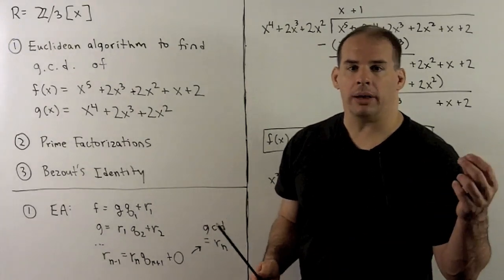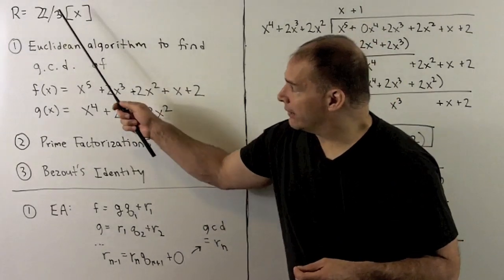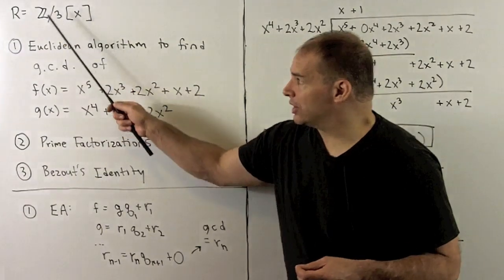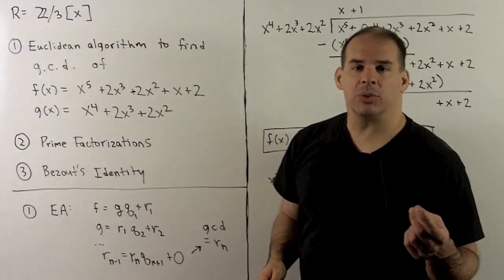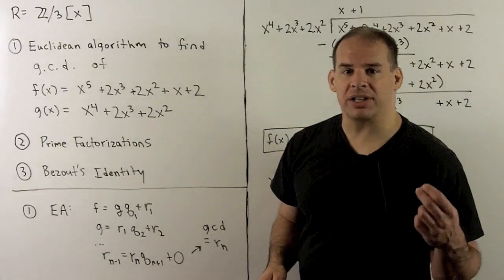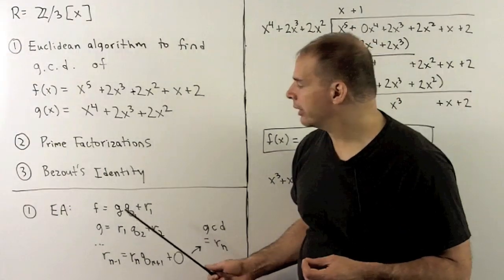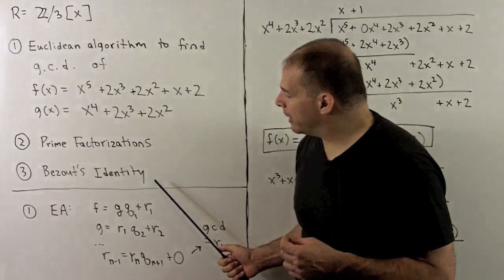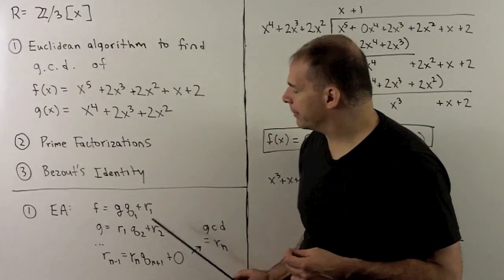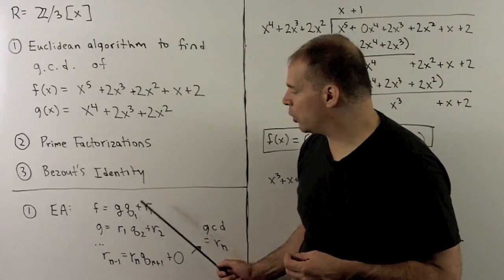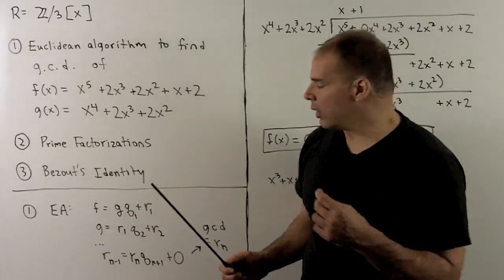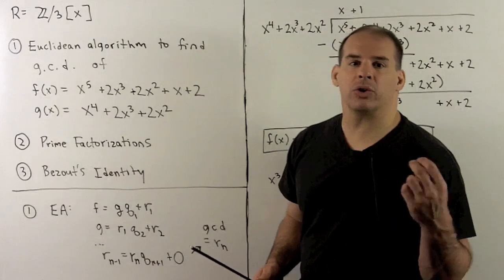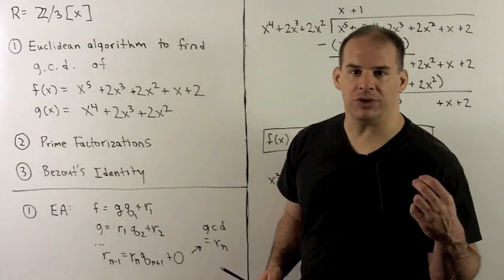Now, for 1, we note we have Z mod 3 adjoin x. So Z mod 3 is a field, so this is a Euclidean domain. That means we can apply the Euclidean algorithm to find greatest common divisors. Now for that, we're going to repeatedly solve equations of this type. So we have f equal to g times q1 plus r1. We're solving for q1 and r1. We'll have r1 is equal to 0, or the degree of r1 is strictly less than the degree of g.